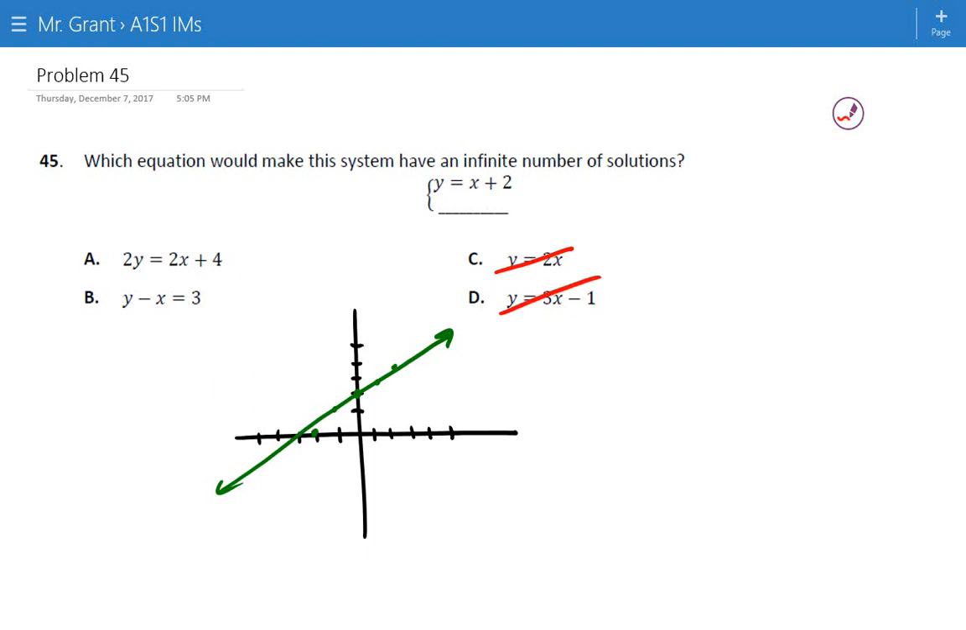So let's get y by itself on each one. For b, I think we'd have to add x to both sides, and that gives me y equals x plus 3. That's not the same. By process of elimination, it's probably a, but let's make sure.